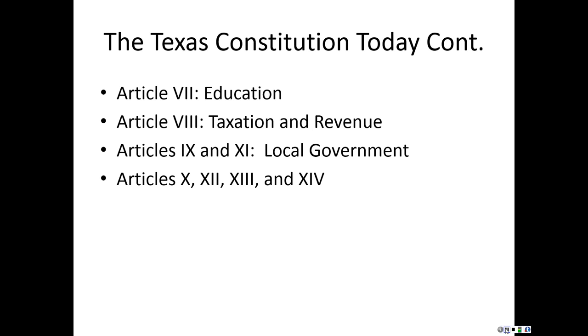Article 12 deals with private corporations, with businesses. Do we have private corporations in Texas? Yeah, we're good here. Article 13 deals with Spanish-Mexican land titles. At this point, all of these issues have probably been dealt with. We could probably get rid of this portion of our Constitution. Finally, Article 14 deals with public lands.